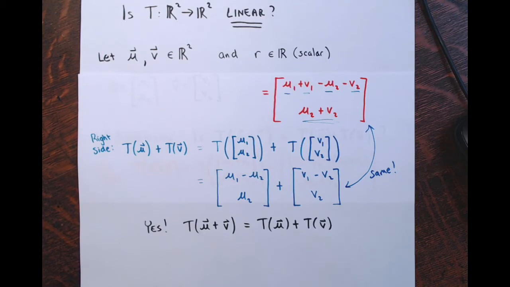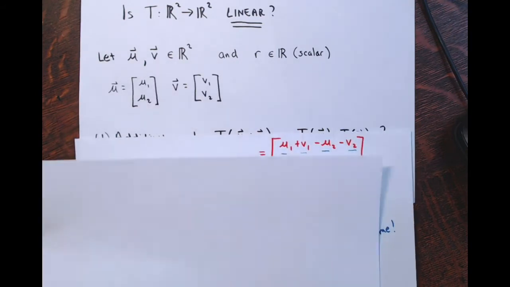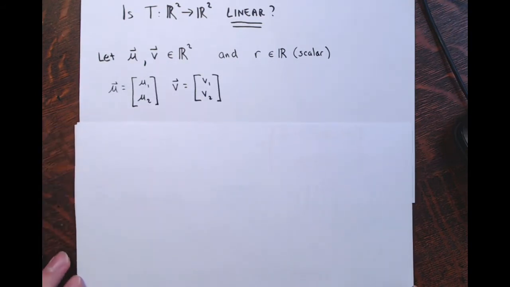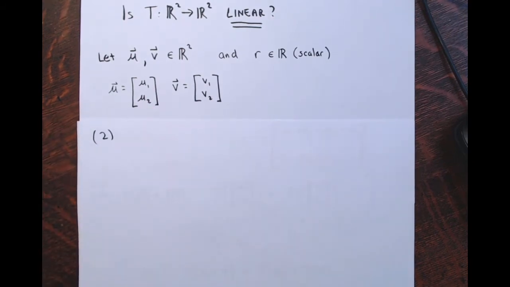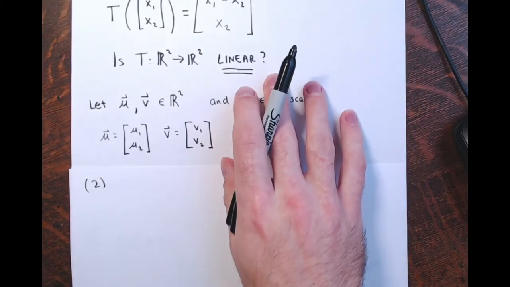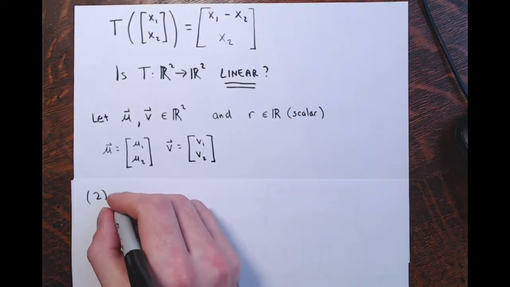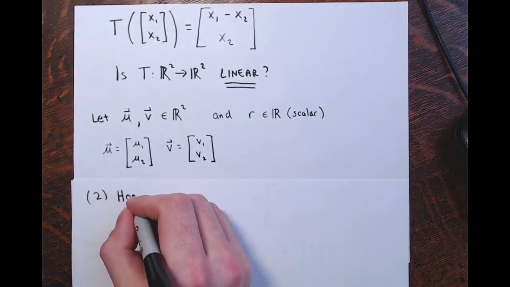All right, so that's just part one, though. You have to show both: that additivity holds, as well as homogeneity, with the scalar multiples. So step two. The answer to question one was yes. Question two: does this transformation that I have written here preserve the homogeneity property?